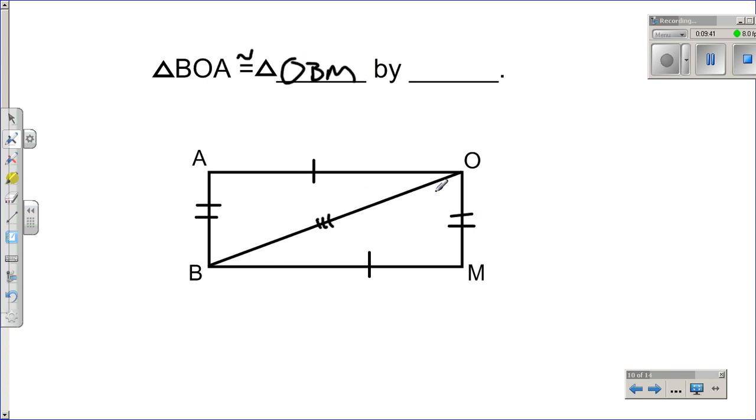And then I got side, side, side. I have 3 sides marked for each of them. You got to be really careful with these. When I said BOA, look, I went across the 3 first, and then that 1. That 3 and that 1. So on this one, I gotta go across 3 and 1.